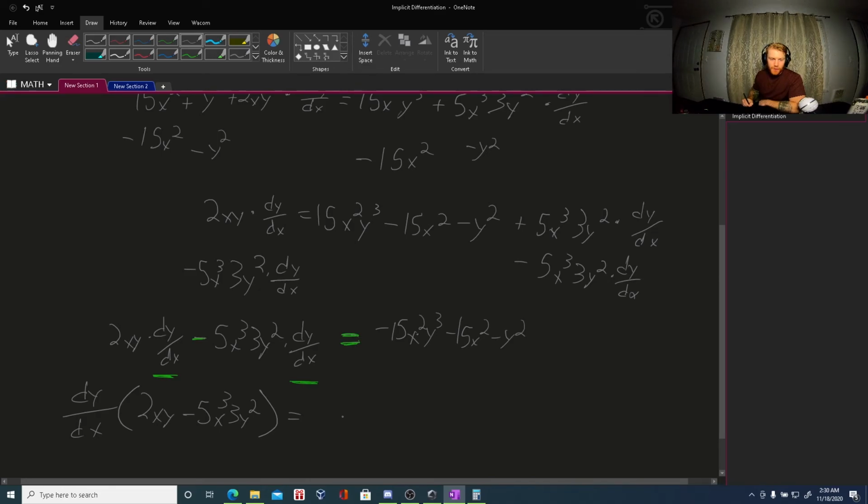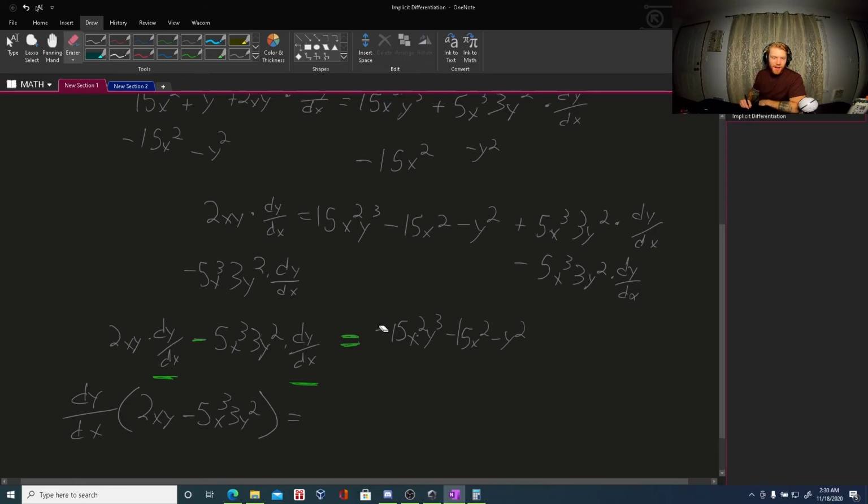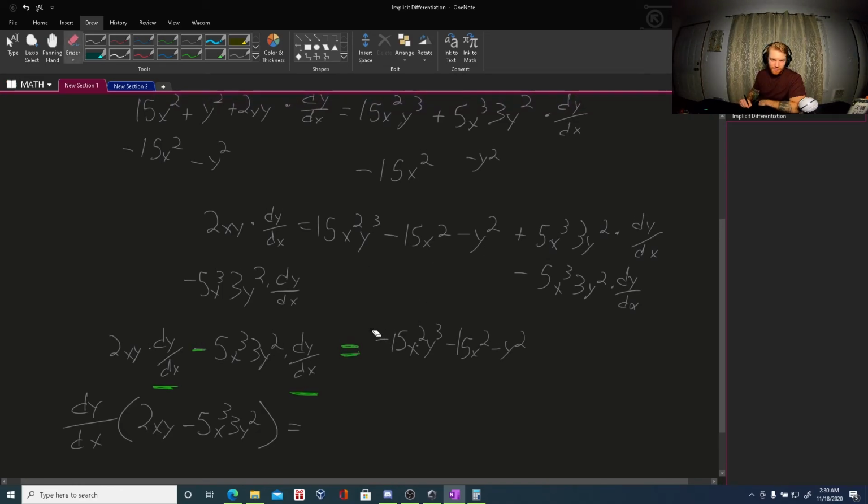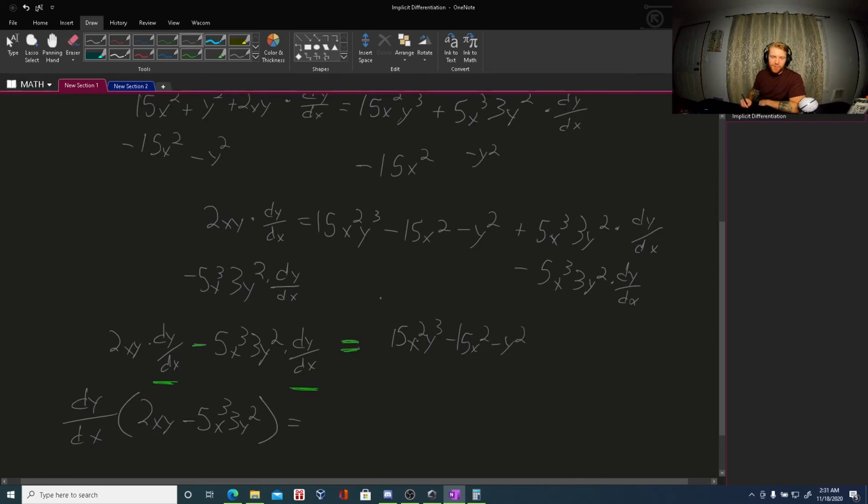forgive me, I picked up a negative somewhere. I did not mean to pick up this negative. I don't want that negative. Sorry if you saw that and wrote it down. We don't want that. So 15x squared y cubed minus 15x squared minus y squared.